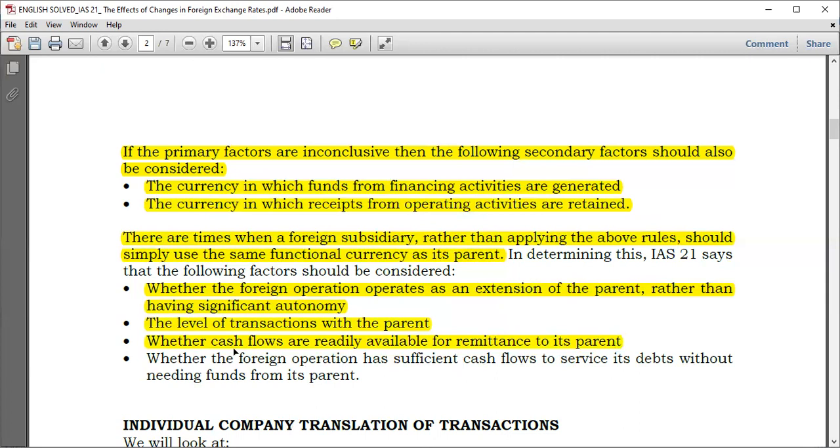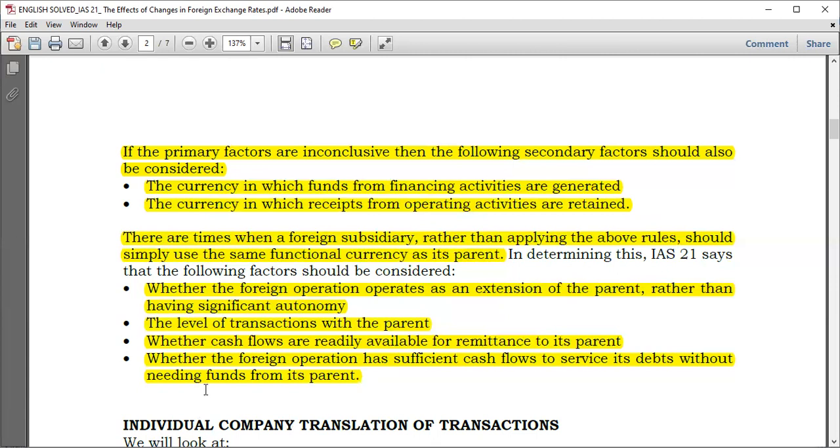And maybe the last point says whether the foreign operation has sufficient cash flows to service its debt without needing funds from its parent. Kind of, it does not depend on the parent to be a going concern, right? It can just pay the debts by its own without requiring funds from the parent. That means it's kind of detached. So if it's kind of detached, it can use its own currency, maybe in the US. But if it really depends on the parent to pay off the debts, it would have to follow the currency of the parent, right? So that should be the situation here.